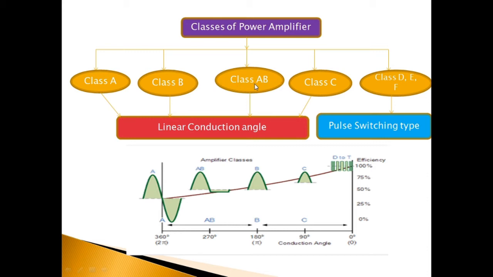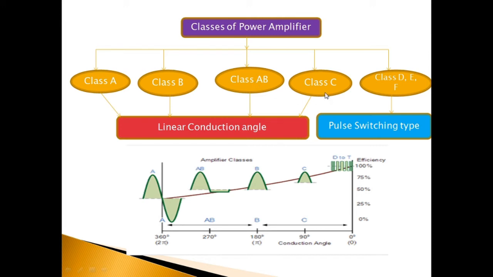Now coming to the class AB type, this is especially designed to overcome the problems in class A as well as class B. The conduction angle is greater than 180 degrees but less than 360 degrees. The efficiency we get is 78.5% like the class B amplifier, but the intermodulation distortion problem is solved. According to this advantage, this class AB type is especially utilized in microwave power amplifier design.